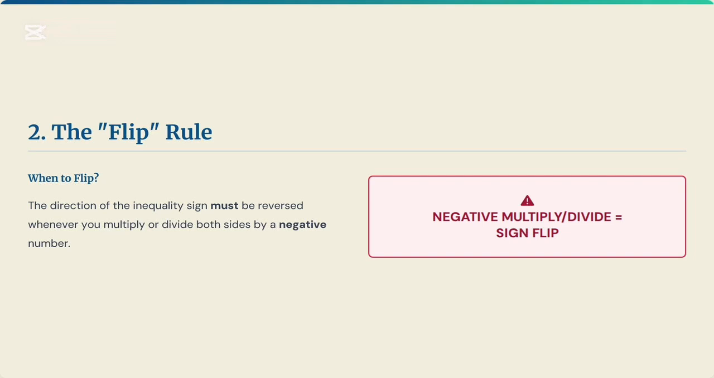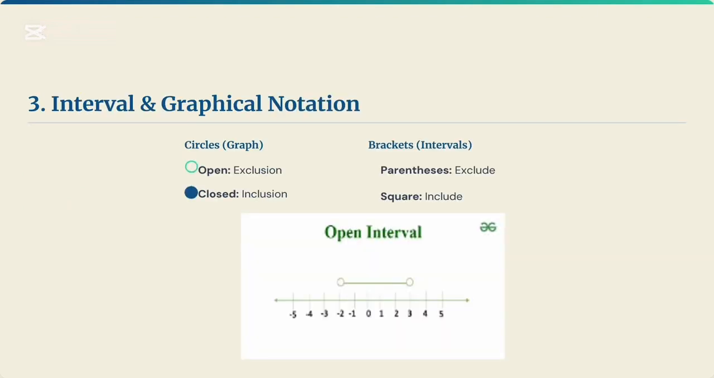Then something I want to mention is something I call the flip rule. The direction of the inequality sign must be reversed whenever you multiply or divide both sides by a negative number. I'll show you what I mean in between the video, so just stay tuned. Very, very important.